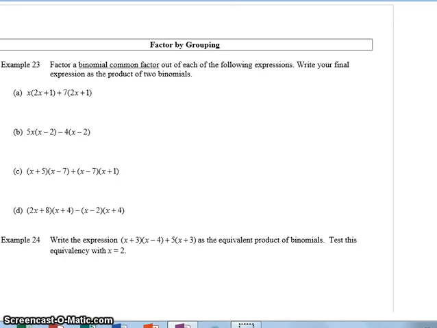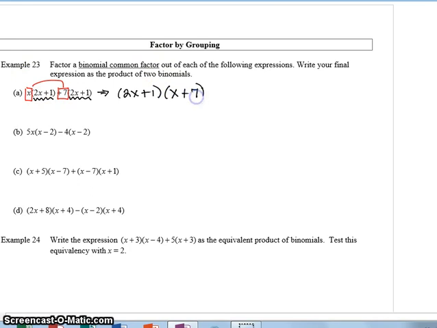Okay, so this is pretty easy. It's going to be the first time you see this, but basically you are always going to have a matching binomial. That matching binomial is, in this example, 2x plus 1. So that gets written once. Okay, so only write that once. And then what's on the outside gets written as another binomial together. So that would be represented as x plus 7. Again, it is two sets of binomials.